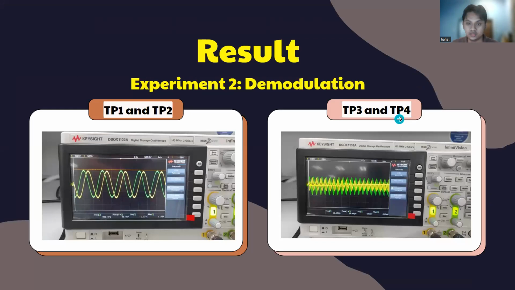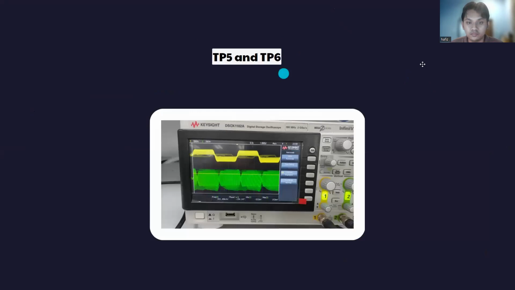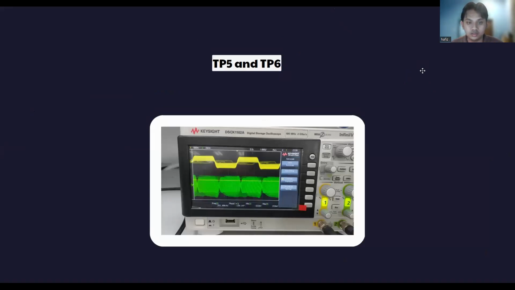So this is the result for our demodulation. Same as the modulation, TP1 is the yellow one and TP2 is the green one. For TP3 and TP4, yellow and green represent them also. For TP5 and TP6, the TP5 one is yellow and the TP6 one is green.